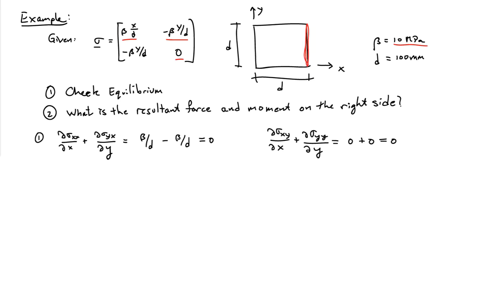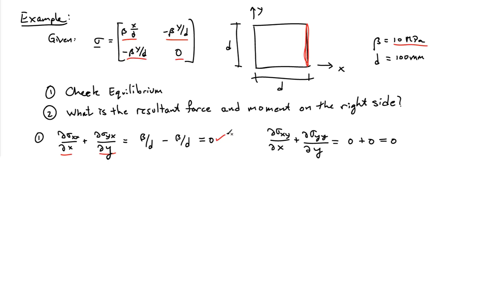So we don't have to worry about the moment equilibrium about the z-axis, because we can see immediately that the stress is symmetric here, so sigma xy equals sigma yx. But we do have to check force equilibrium in the x and the y direction. So force equilibrium in the x direction is given by the derivative of sigma xx with respect to x plus the derivative of sigma yx with respect to y plus the body force. No body forces in this problem. And so we see that that indeed is equal to 0.